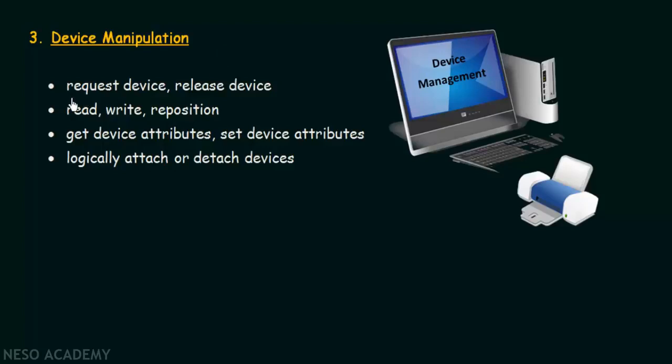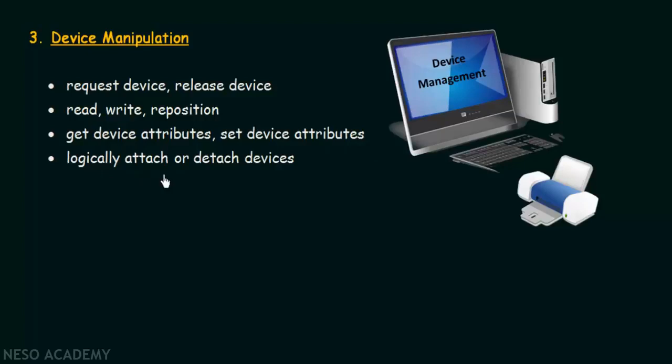For example, we have request device and release device. A process may need access to a certain device, so at that time it will need to request device. Request device is a system call, and after that particular process finishes using the device, that device has to be released. That is what we mean by release device. Then similarly we have read, write and reposition, same as above. Then we also have get device attributes and set device attributes for getting and setting the device attributes.